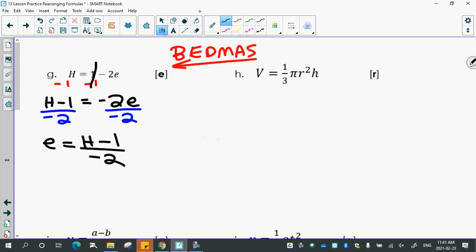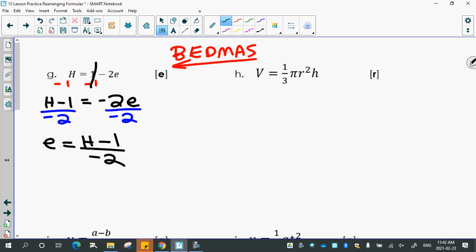All right, so v equals 1/3 pi r squared h. Pi is a number. Did you remember that from elementary school? 3.14159 and on forever. And we want to rewrite it, so instead of being v equals, it's r equals. So we're going to rearrange this formula.